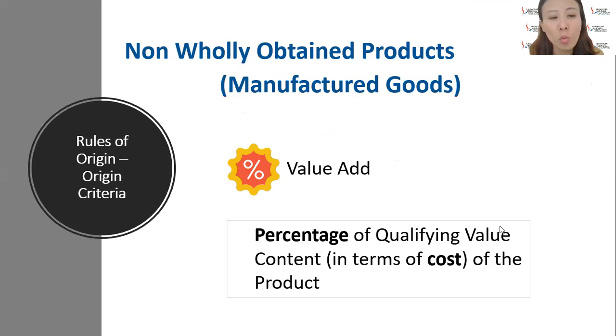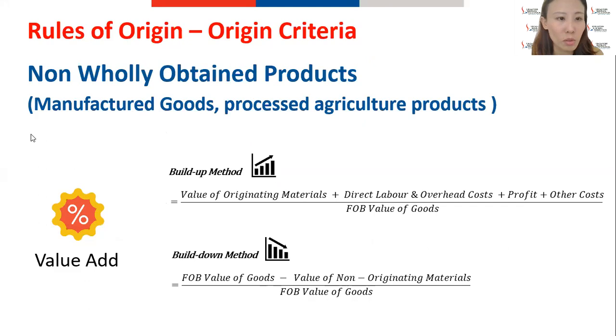Next, we move on to what most people would be familiar with, the value added rule. The origin criteria requires your product to meet a threshold percentage of local content. This criteria aims to qualify your product as Singapore origin by measuring the amount of local content that went into manufacturing it by monetary value. With that, there are generally two methods to calculate the threshold percentage, build-up method and build-down method.